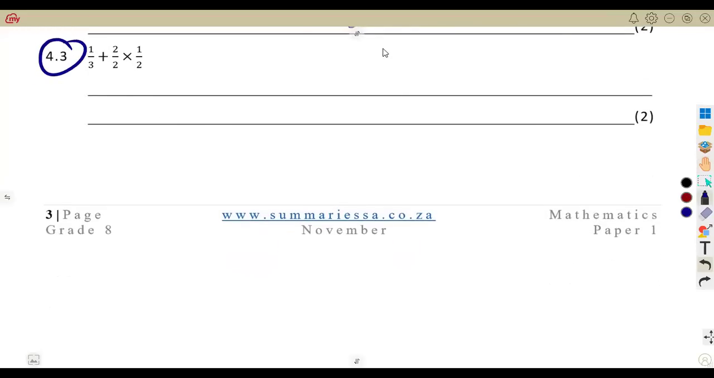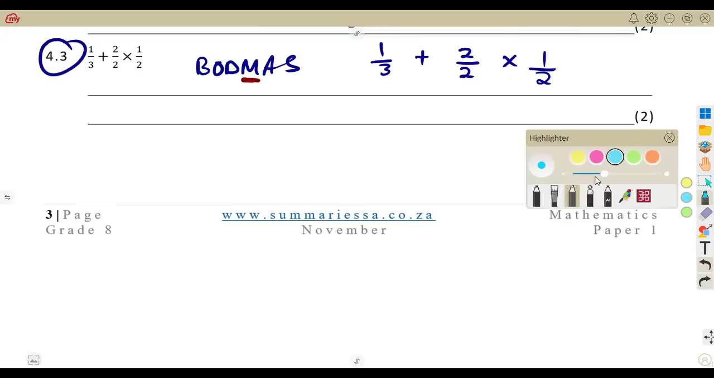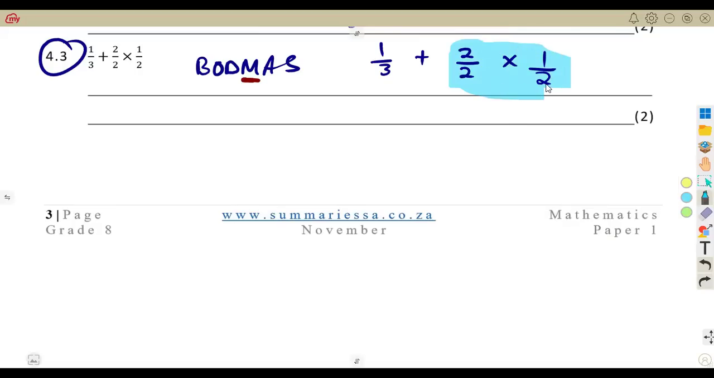4.3. This is 1 over 3 plus 1, this is 2 over 2. But you may know that 2 over 2 is the same as 1. But for the sake of our multiplication, remember the BODMAS concept. Where there is addition and multiplication, it is multiplication that has to start. So these two are under a multiplication. So let's multiply these two. How were you going to multiply these two? That is from here, the multiplication there.